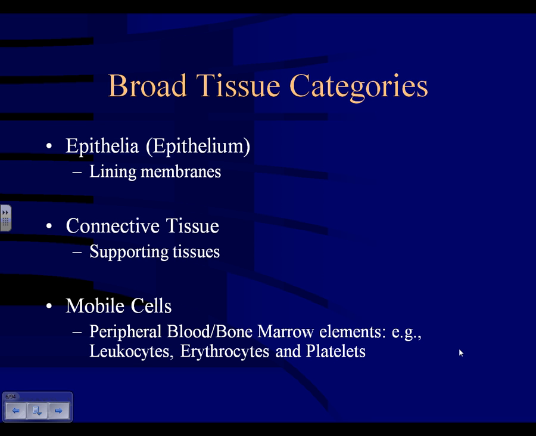That doesn't always hold true, but as a general rule, the lining of the bladder, the urethra, the lining of the vagina, all those things are epithelial. Connective tissue refers to the supporting tissue that lies under the epithelium. And then we're going to talk a little bit about the mobile cells, so the cells of the bone marrow and the peripheral blood.